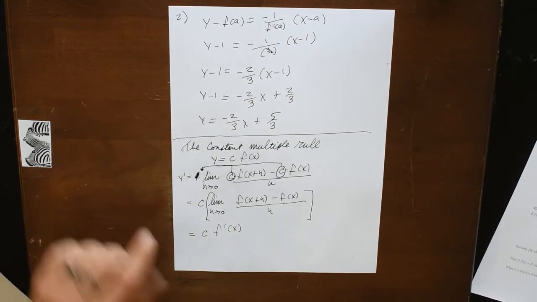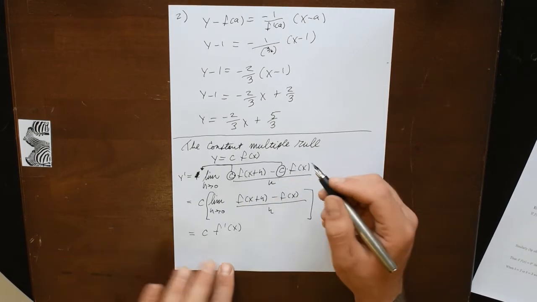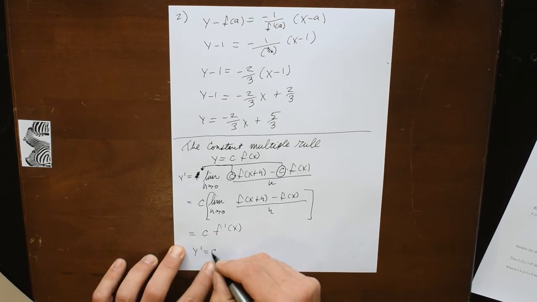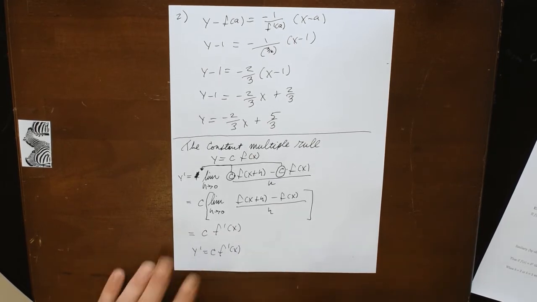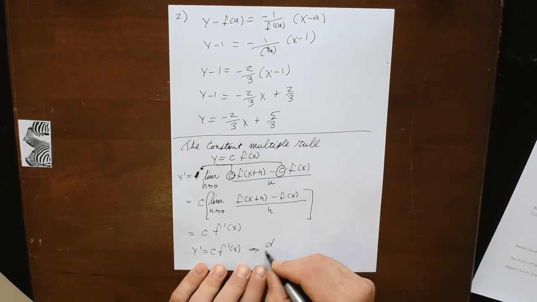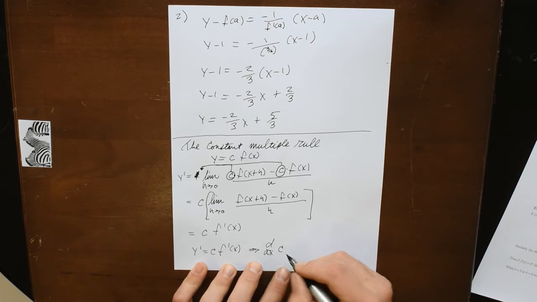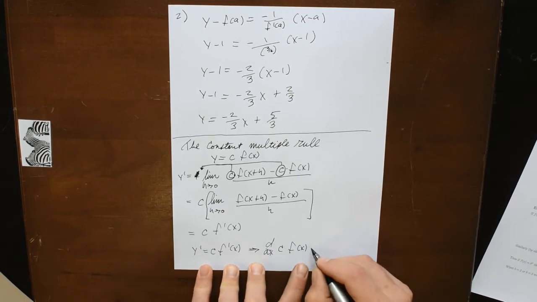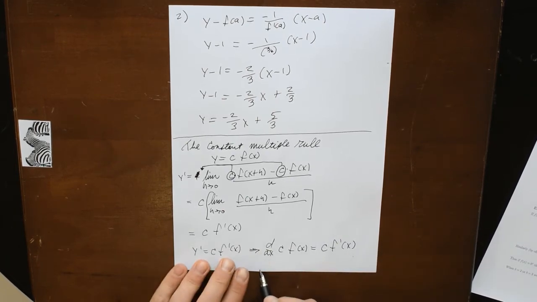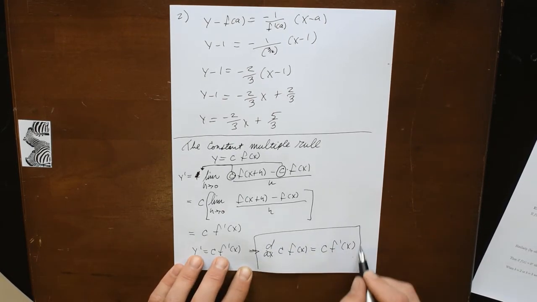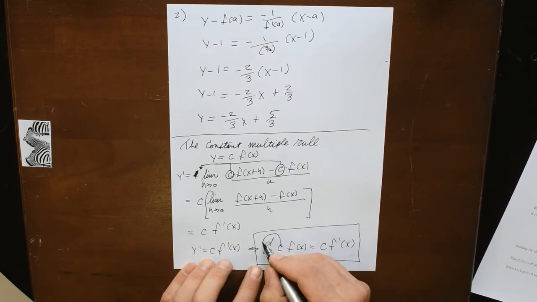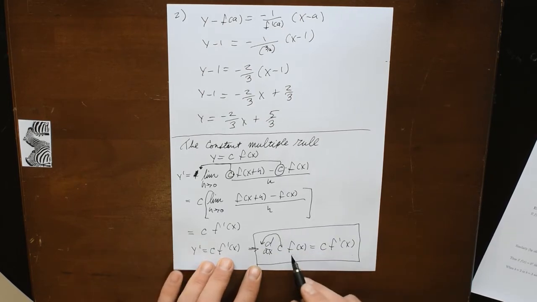And look at what we have here. If y is equal to c f of x, that tells us y prime is equal to c f prime of x. Or, written differently, the derivative with regards to x of some constant times a function of x is equal to that constant times f prime of x. And this is what our constant multiple rule says. It really says you can pull constants in and out of derivatives and then just take the derivative of that function.